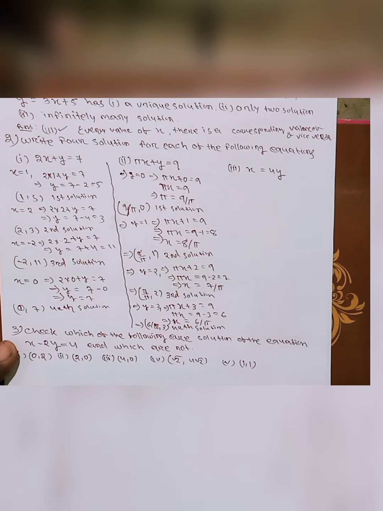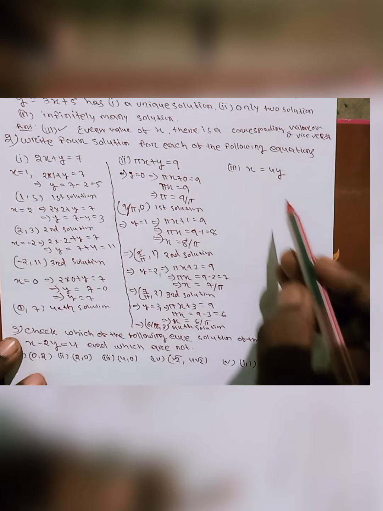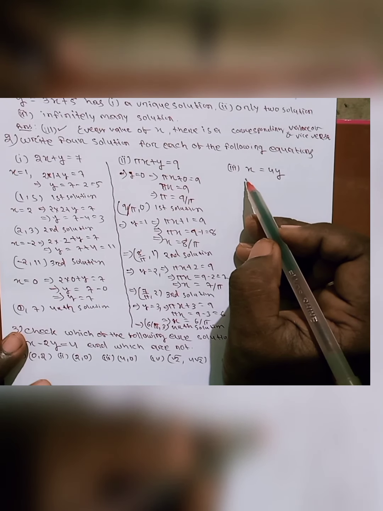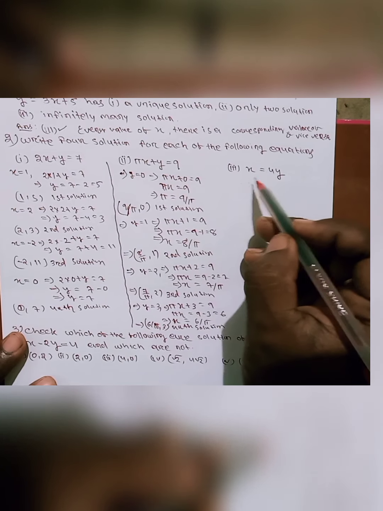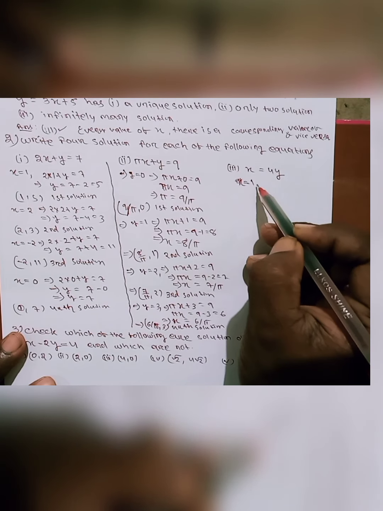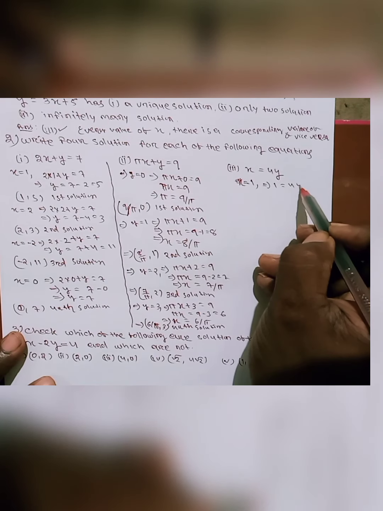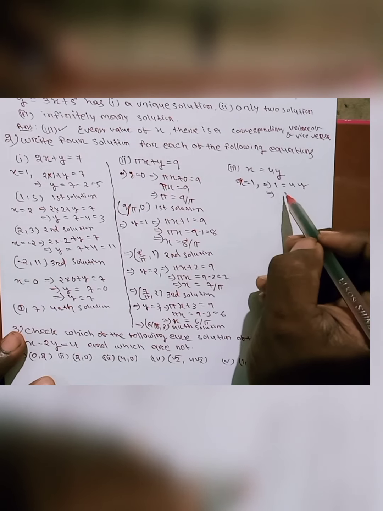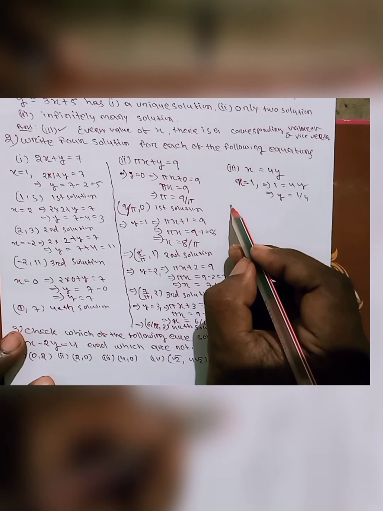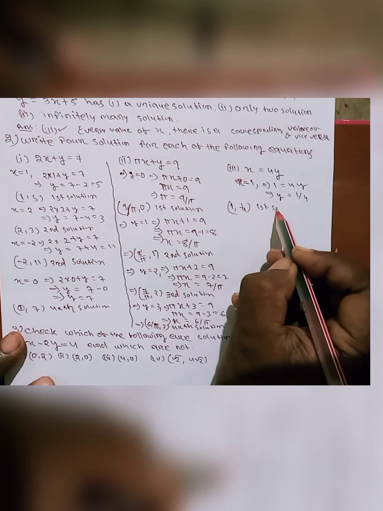Fourth solution. In the third question, x is equal to 4y. You can take either the value of x or the value of y, any one. Suppose we take x is equal to 1. Then put the value in the equation. This implies that 1 is equal to 4y, so y is equal to 1 by 4. First solution: write x value 1 and 1 by 4.